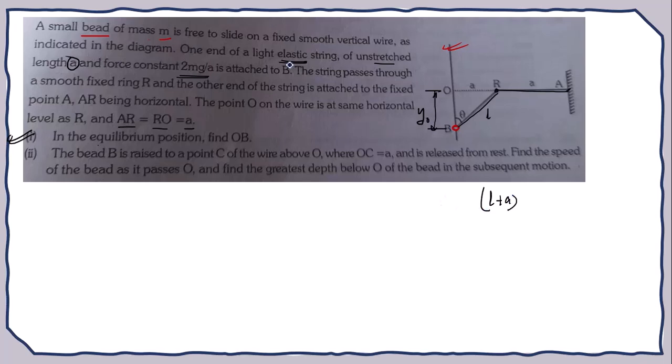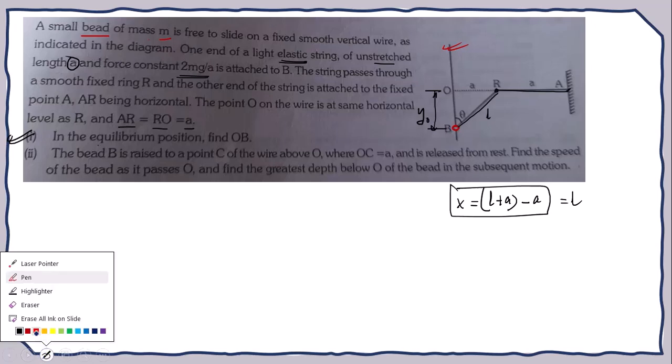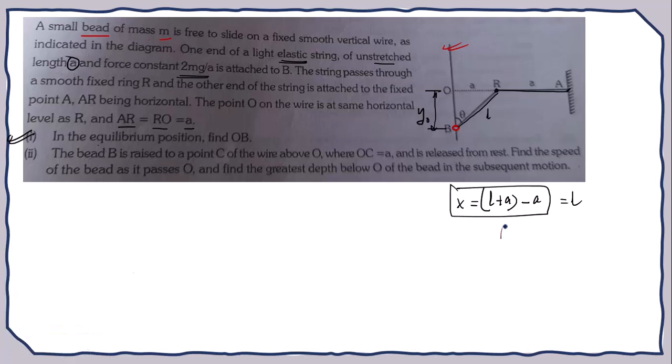And what is the original length? Original length was A. So if I subtract that, that is nothing but the extension of this stretched string. That is equal to how much? That becomes L. Okay. So corresponding to that, what is the spring force? So spring force is nothing but K into x. So that means K into L. Now what is K? K is given as 2 mg by A. So that is 2 mg by A into L. So that is the string force. So that force is acting in this direction.